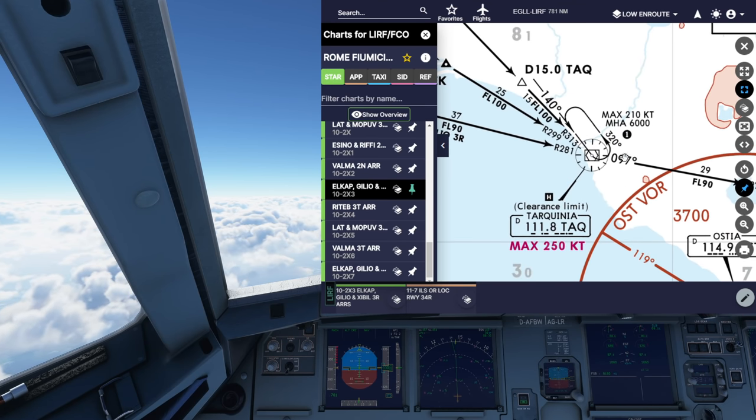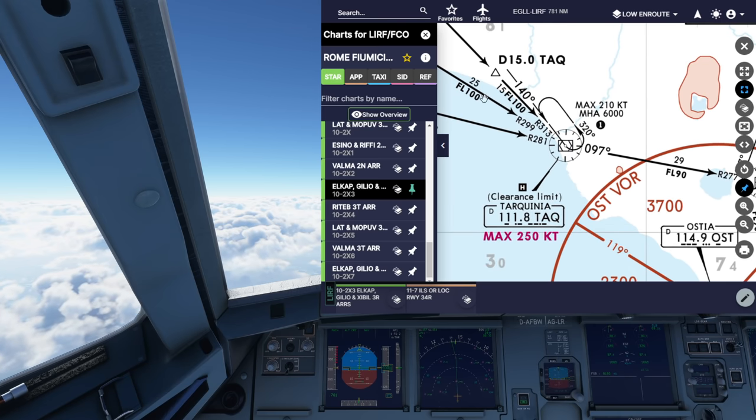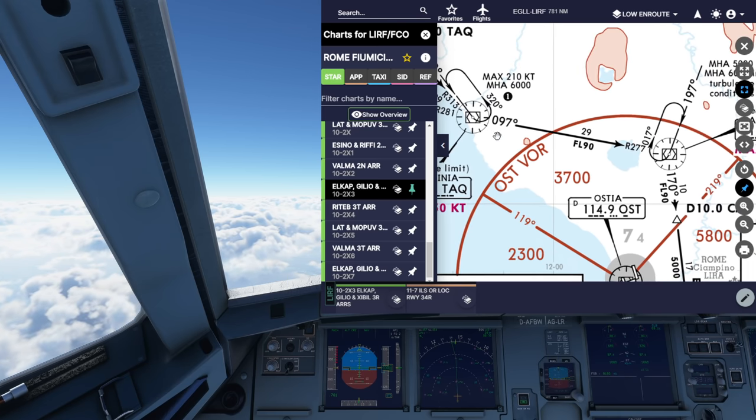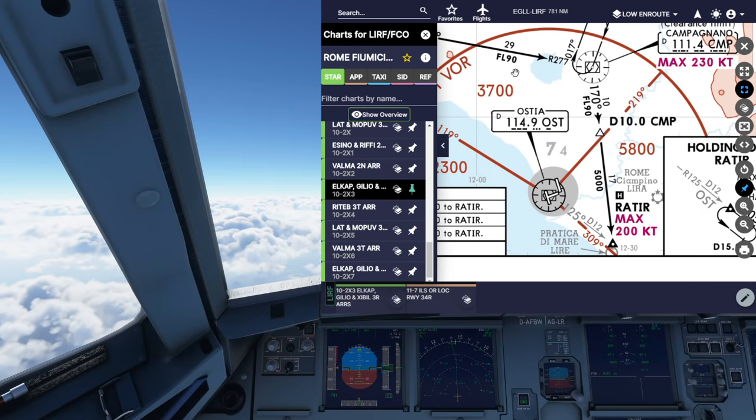You'll notice, funnily enough, the minimum holding altitude is 6,000 feet here at the Tango Alpha Quebec, but this leg, the minimum, is flight level 90. So that's an interesting one, isn't it? So really, you don't want to leave this hold. You want to stay at 90 in this hold so you can carry on with the procedure. But air traffic control could, for example, have you at 6,000 feet and then radar vector you something similar.